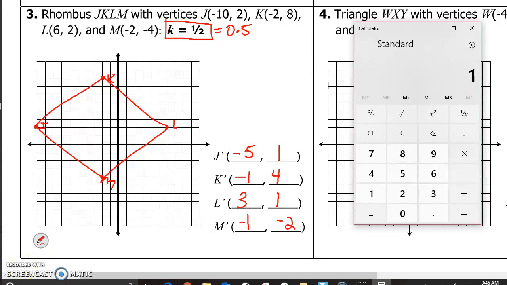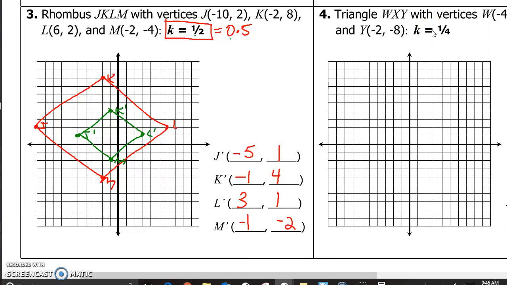Okay, so where we left off, now we've got to plot our new figure. So we have -5, 1, 2, 3, 4, 5, +1. K, which is -1, +1, 2, 3, 4. L, 1, 2, 3, 1. And then M, which is -1, -1, 2. So you can tell that we reduced the size of that figure. We made it smaller by multiplying it by a fraction or a decimal.